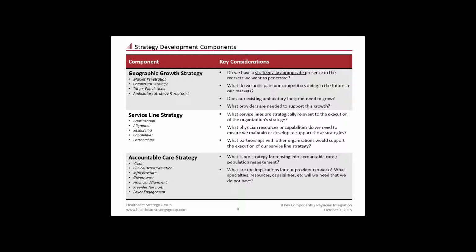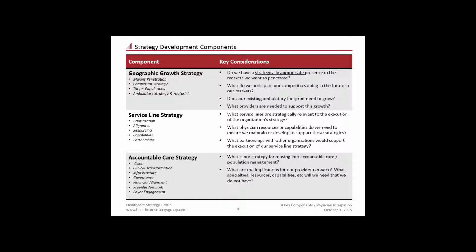In terms of the strategy development components, what you see on slide 8 is a deeper dive. This talks about a lot of the questions we just talked about, but it's worth reviewing each of these key considerations in each category, because this really speaks to what it takes to get your arms around the strategy development component. The ones I would point out and re-emphasize on geographic growth strategy is the presence we've defined in each market we want to serve strategically appropriate, or is it just where we've always been? And then the same thing for a service line strategy.